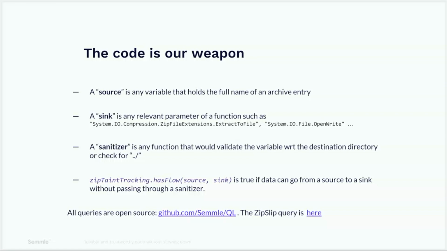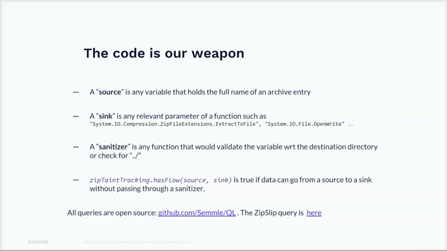But in more detail, what happens is that Dennis extended our native data flow library to match the specific zip slip case. How to do that? He extended the data flow node with a source and a sink which are relevant for the zip slip case. Basically, a source would be any variable that holds the full name of an archive entry. This is the source of the problem. And a sink would be any relevant parameter of a function that would be used as the destination path to write a file.